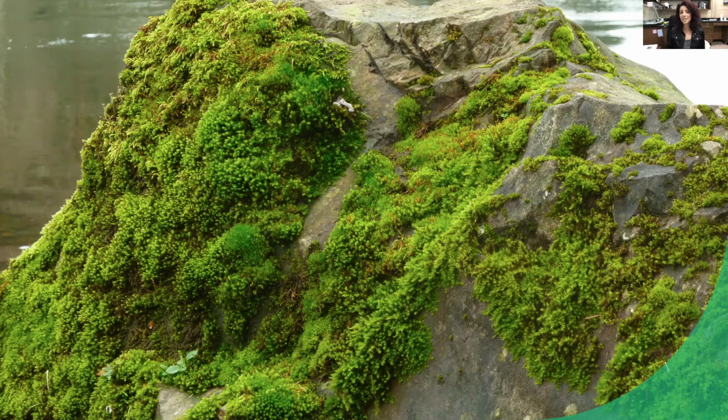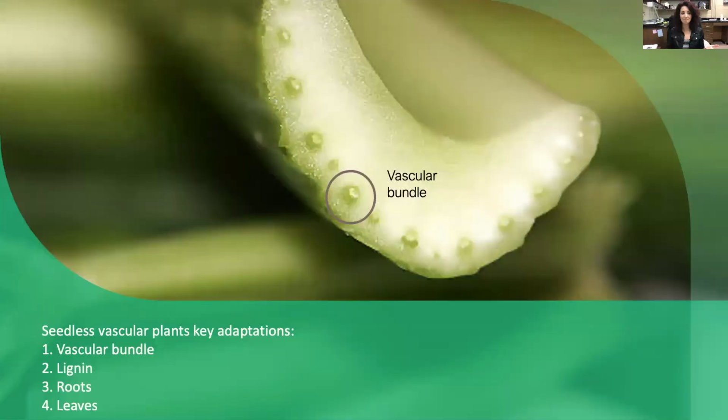They're also limited in size because of the lack of roots and the absence of lignin reinforcing conducting cells that transport water and nutrients throughout the body. Okay, these conducting cells are housed within something called vascular bundles. And so mosses, they don't have these vascular bundles. What do have vascular bundles are vascular plants.